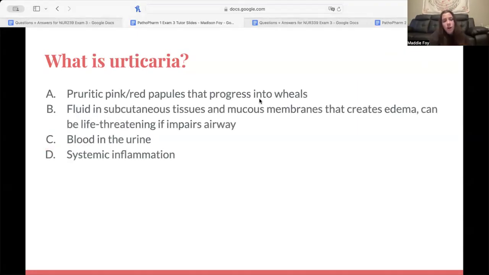Alrighty, what is urticaria? Awesome. You guys are all correct again. That is going to be A. And then I put a note in there that B is angioedema. C is hematuria. That's not an important thing with allergies. And then systemic inflammation just isn't applicable to the question.